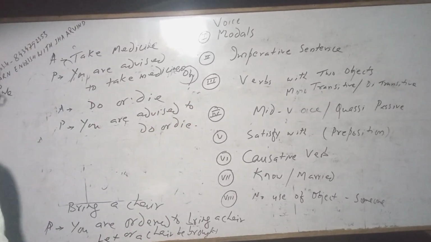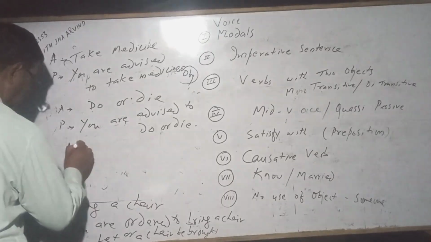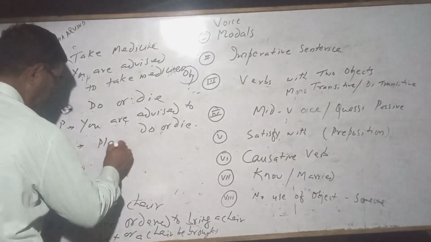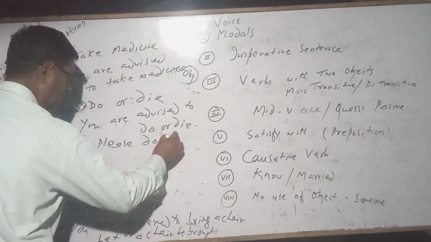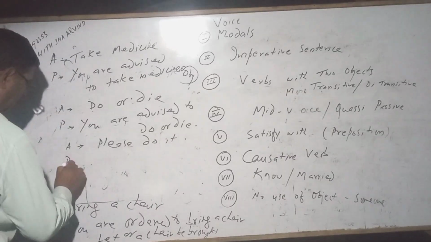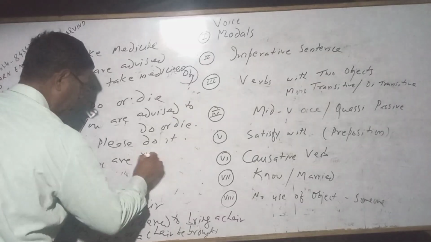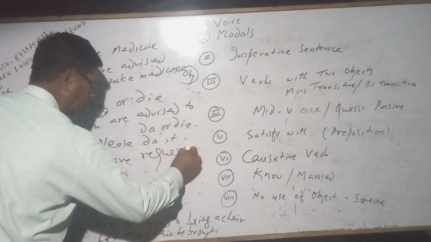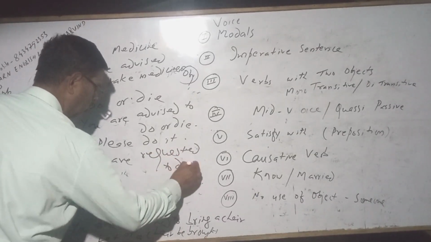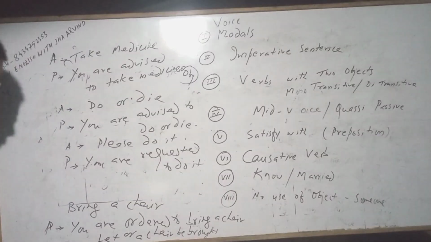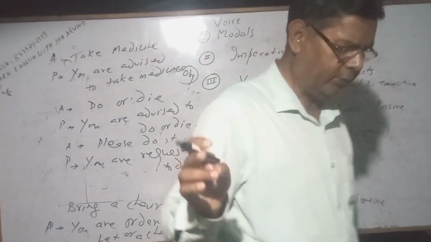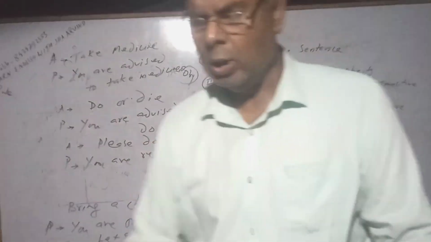Okay. Request. Please do it. कृपया ऐसे कीजिए. You are requested to do it. We have seen order, advice, request. In this way, you can do it. Sometimes we use should.